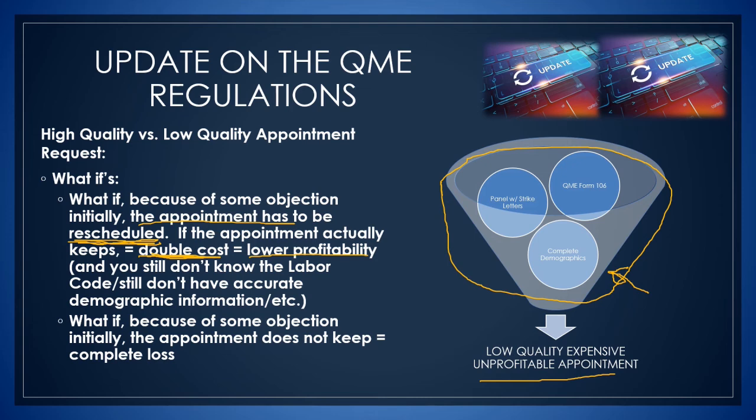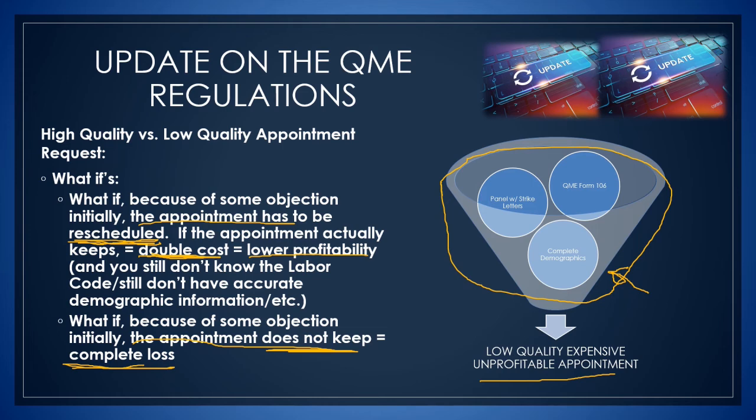Now, even worse than that, what if because of some objection initially, in other words, you scheduled a low quality appointment, perhaps due to an objection to the panel. Maybe there was an objection to the specialty of the panel, and for that reason you weren't able to get the strike letters, and the appointment does not keep, even though you scheduled it. All of that time is a complete loss.